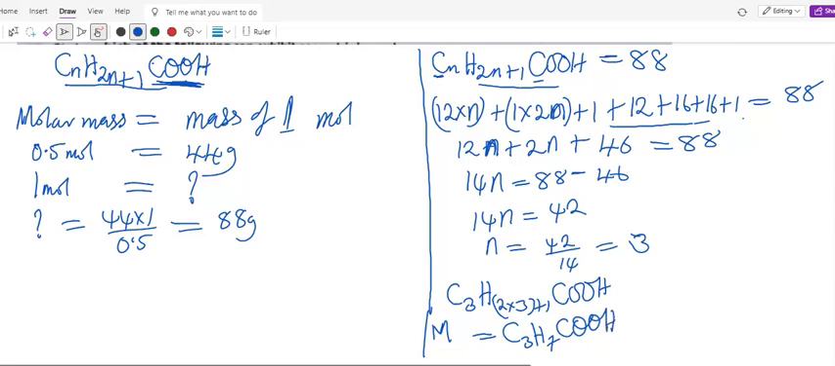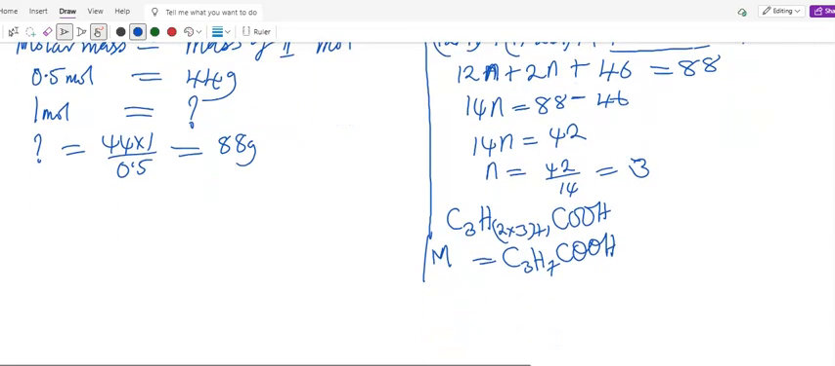So in summary, our molecular formula becomes C3H7COOH. Okay? If you find the mass of this compound, you get 88 grams. That shows that you are correct. So our compound has this molecular formula, and it is butanoic acid.